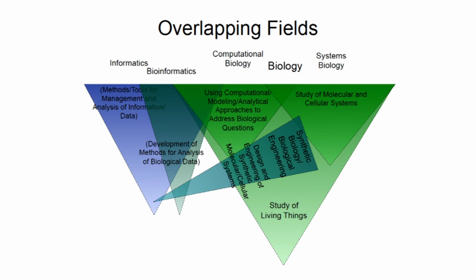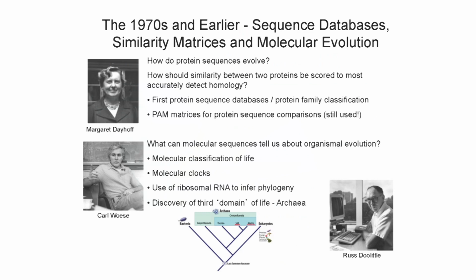And then synthetic biology cuts across, in the sense that it's really an engineering discipline, because you're designing and engineering synthetic molecular or cellular systems, but you can also use synthetic biology to help understand natural biological systems, of course. Okay. All right, so what was happening decade by decade?